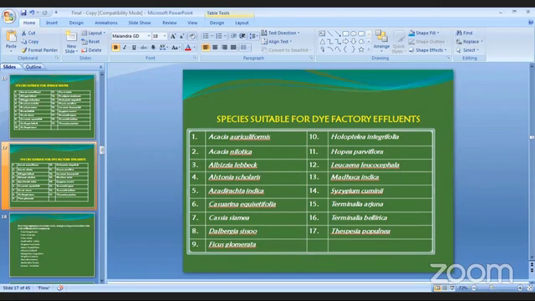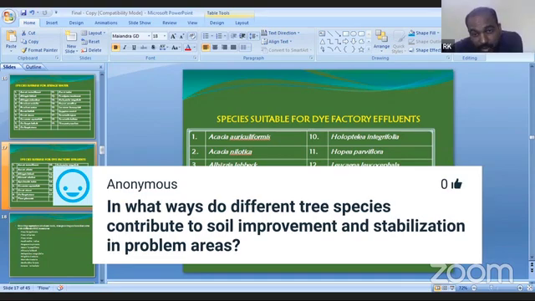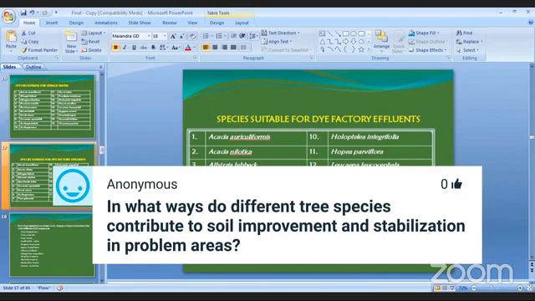Okay. The next question is, in what ways do different tree species contribute to soil improvement and stabilization in problem areas?